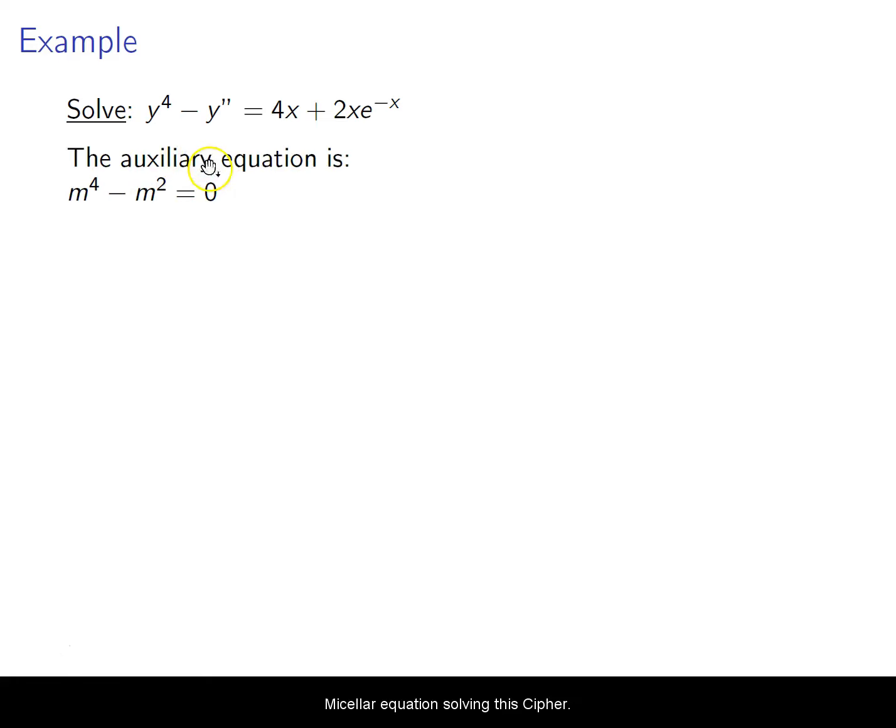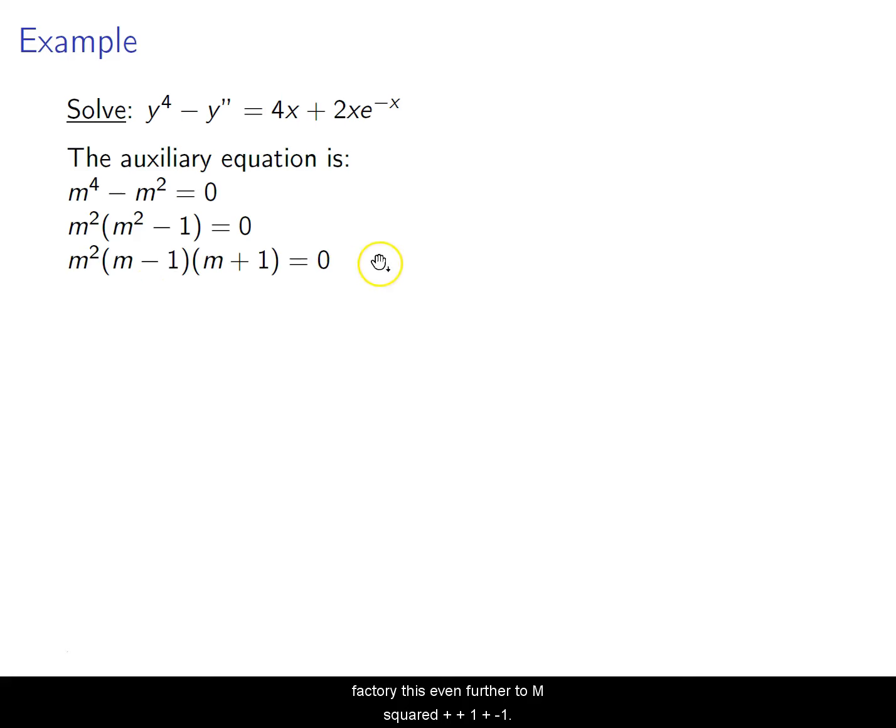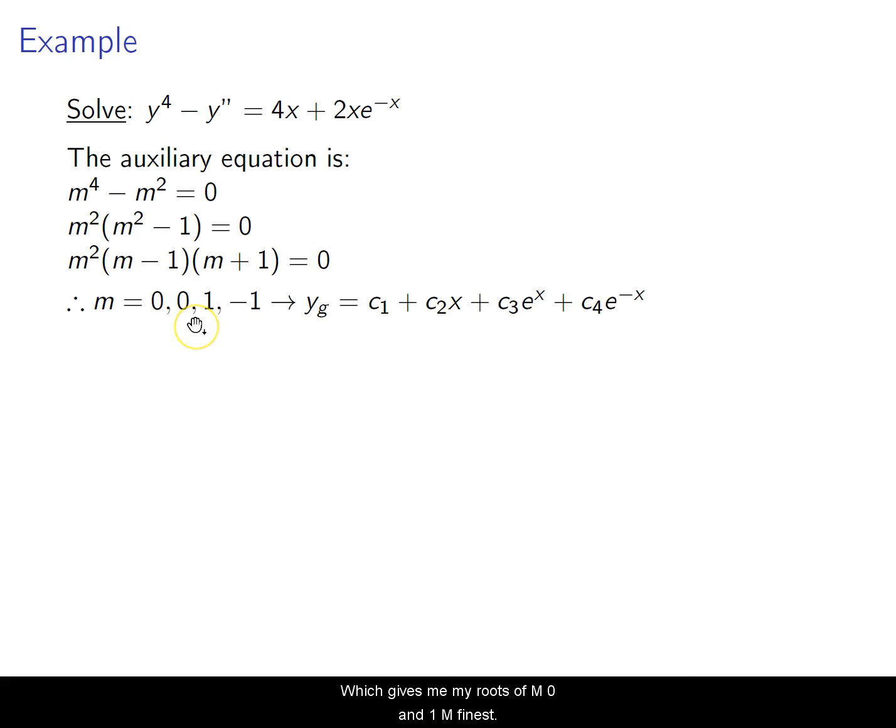My auxiliary equation, right? Solving this side first is m to the fourth minus m squared. I can pull out an m squared term, right? And now I have a difference of squares, so I can factor this even further to m squared, m plus 1, m minus 1, which gives me my roots of m equals 0, 1, and minus 1. Okay, so I have a double root here, 0, 0.